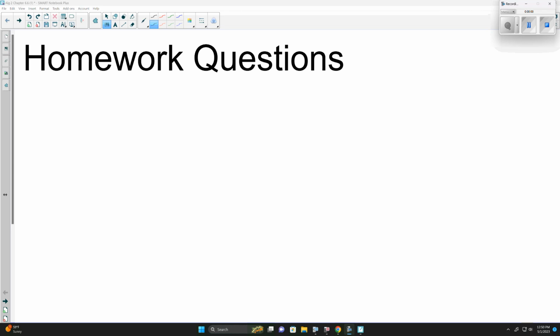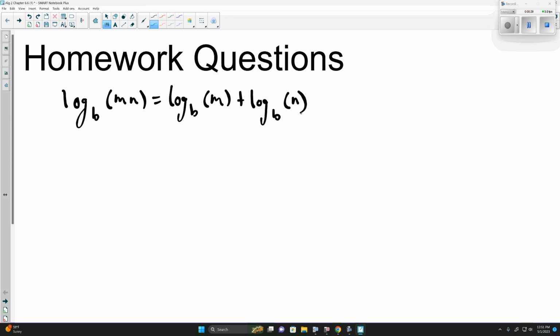So, guys, the biggest thing with 6-5 is getting the key concepts of product, quotient, and powers. As long as you have an understanding of how they work, that's going to be key, especially in solving. Log base b of m times n is the same as log base b of m plus log base b of n, and being able to go from one to the other.